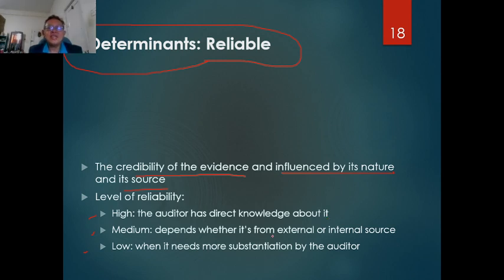Medium depends on whether the source is external or internal. Normally, external sources are more reliable than internal sources. Low is when there needs to be more substantiation by the auditor. The evidence is not reliable if the auditor needs more checking and more confirmation to verify. For example, the veracity of that information is being questioned, so the auditor needs to verify that evidence. So that is considered a low level of reliability.